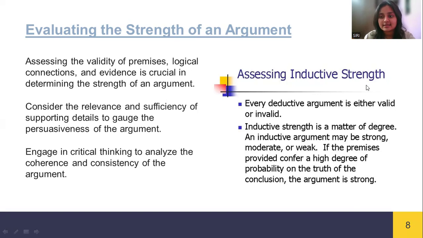Assessing inductive strength. Every deductive argument is either valid or invalid. Inductive strength is a matter of degree. An inductive argument may be strong, moderate, or weak. If the premises confer a high degree of probability on the truth of the conclusion, therefore, the argument is strong. This is how to evaluate the strength of an argument.